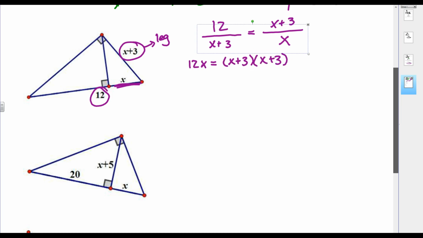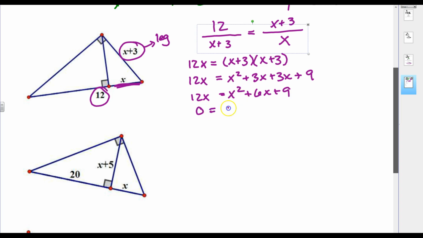And now, guys, when I get something like this, I need to FOIL this. So this is a big Algebra 1 review, okay? We're going to FOIL that, so I get x squared plus 3x plus 3x plus 9 still equals 12x. Combine my like terms, x squared plus 6x plus 9 still equals 12x. I'm going to subtract my 12x over because this is quadratic. I need to have everything equal to 0.